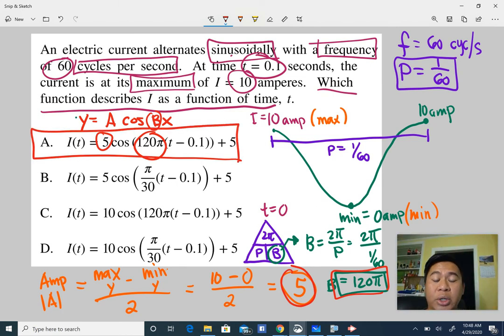Again, we did not consider 0.1 and 5 here, since they are the same for everything. We're simply considering the amplitude for A and the period for getting the value of B.